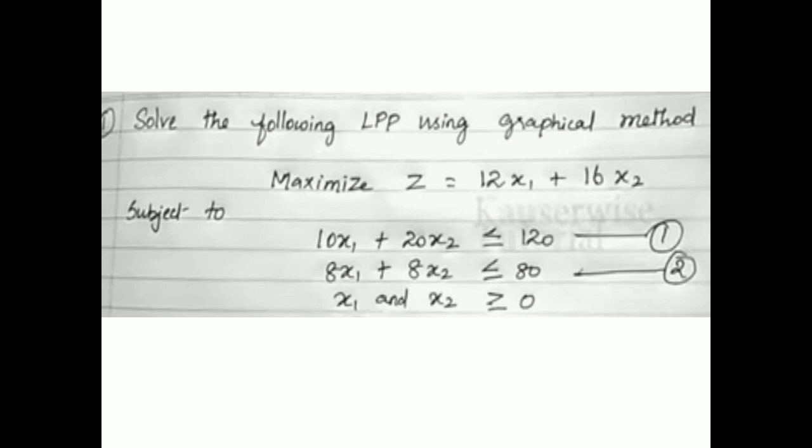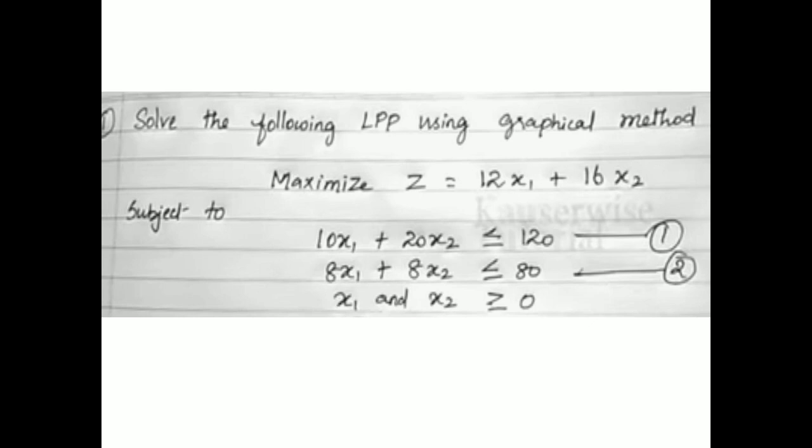Or if you are confused regarding this, you can do just one thing. For both the constraint equations, put x1 and x2 equal to 0. For example, in constraint equation 1, when I put x1 and x2 both equal to 0, I will get 10 into 0 plus 20 into 0, that is 0. And this 0 is obviously less than 120.